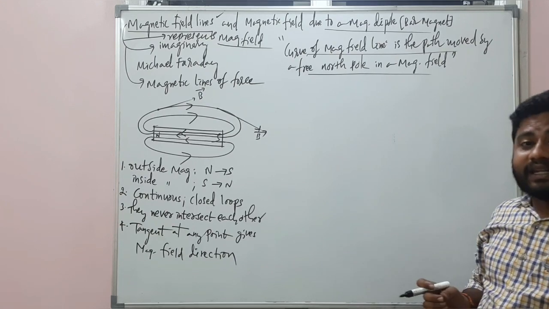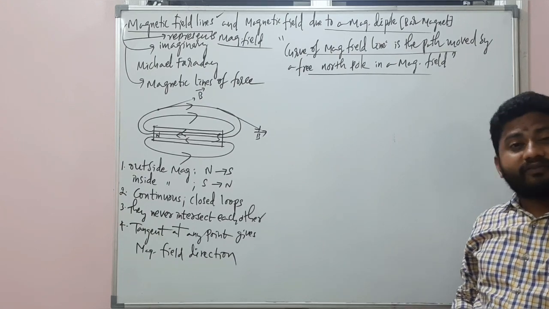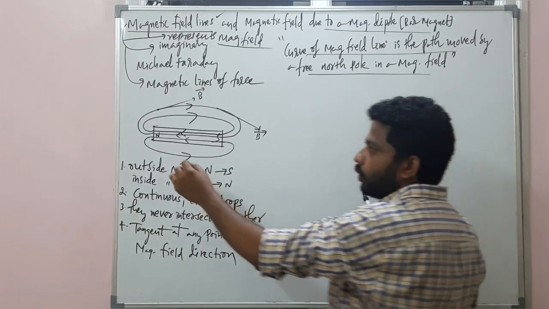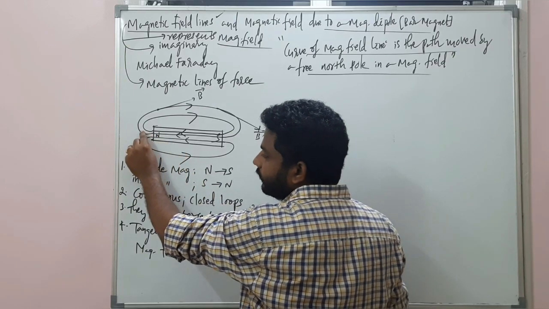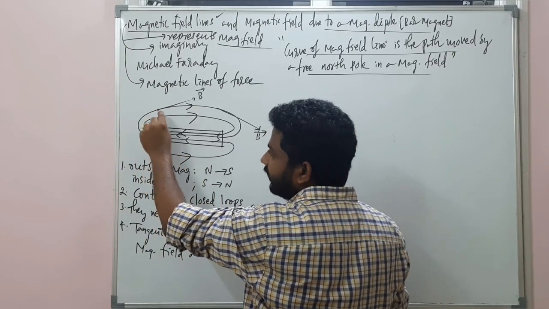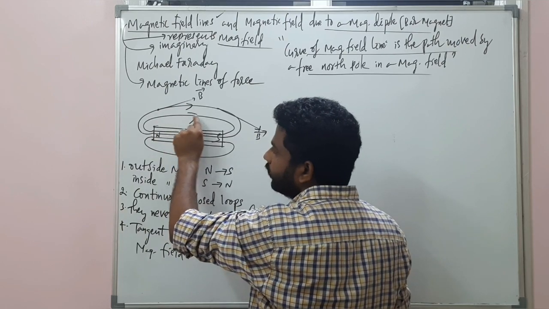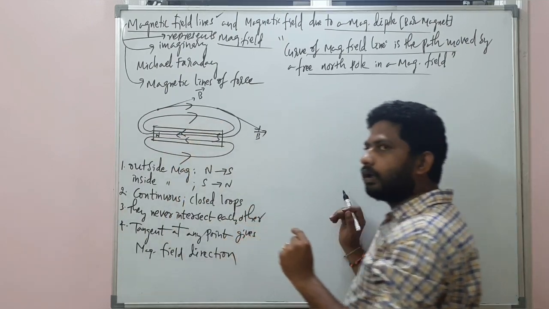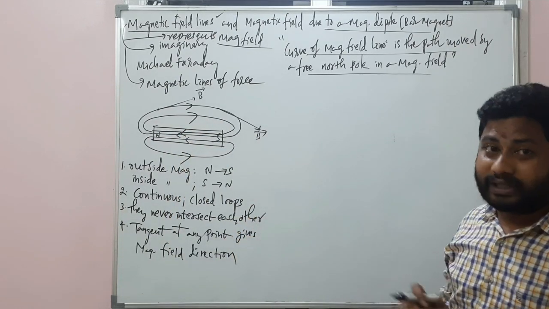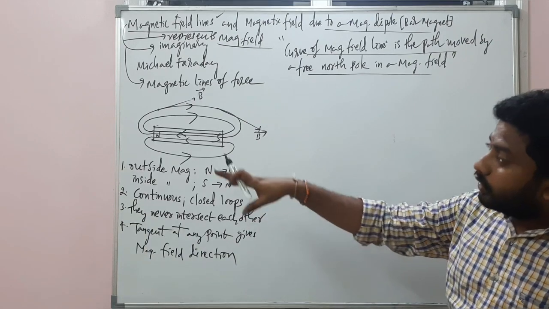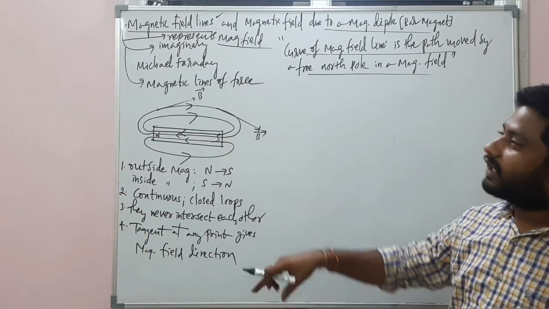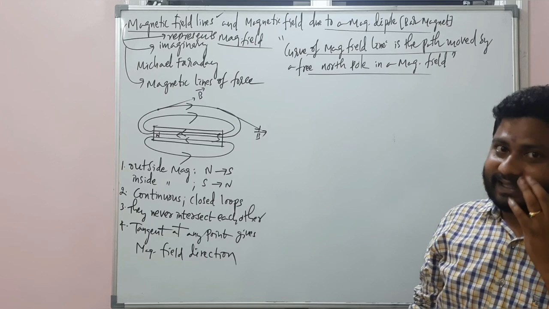If you take an imaginary, or a free north pole, and keep it here, it will give one direction. Keep it here, it will give one direction. All the tangent directions only it gives. If you join all those points, you get the magnetic field line structure in this way.